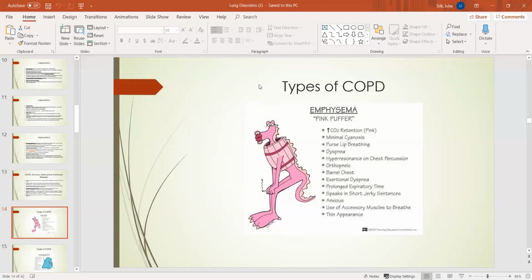This person, like I said, is very short of breath all the time, so they speak in short, jerky sentences. They're usually really anxious, and they use a lot of their accessory muscles to breathe.